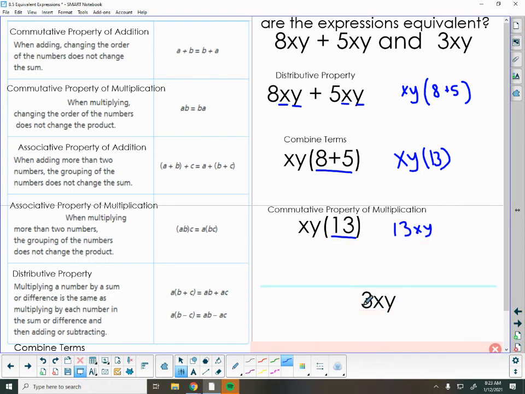And then here we have 3XY. So we have 3XY's and 13XY's. Are those the same? No, because this one is going to be times by 13. This one's only times by 3. So these are not equivalent.